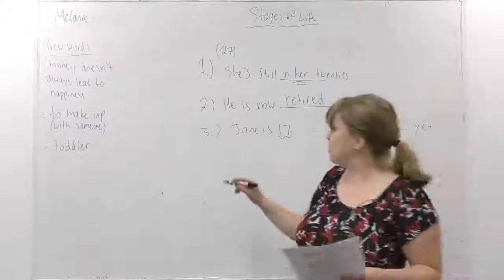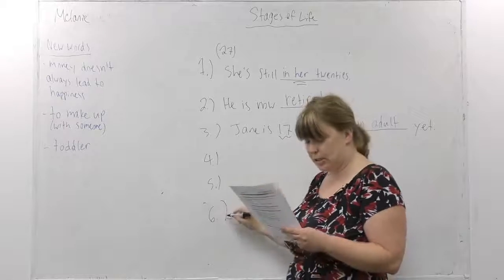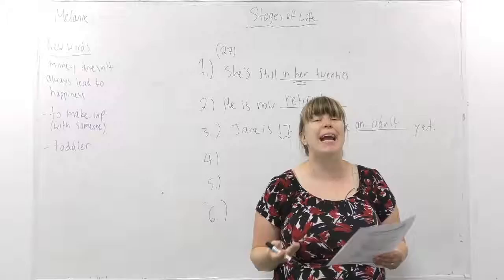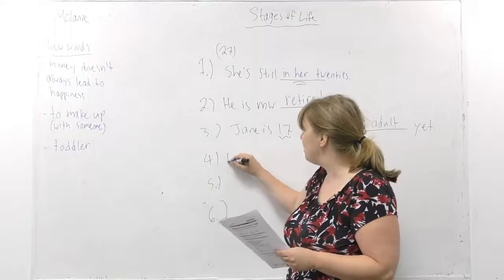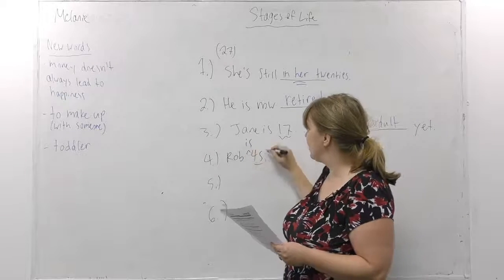Okay, so let's do number four and number five and number six. Rob is 45, but he still behaves like a young man. He doesn't feel, so Rob is 45.